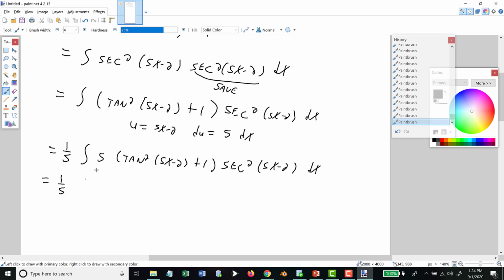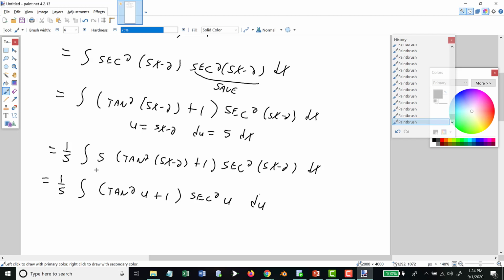So then this becomes 5x minus 2 here gets replaced by u. So we're going to have tangent squared u plus 1. We're going to, interestingly enough, do another breakdown of this. We'll see that. This 5 dx is going to be replaced by du, and we have a secant squared. But that secant squared should be u because of that, then du.